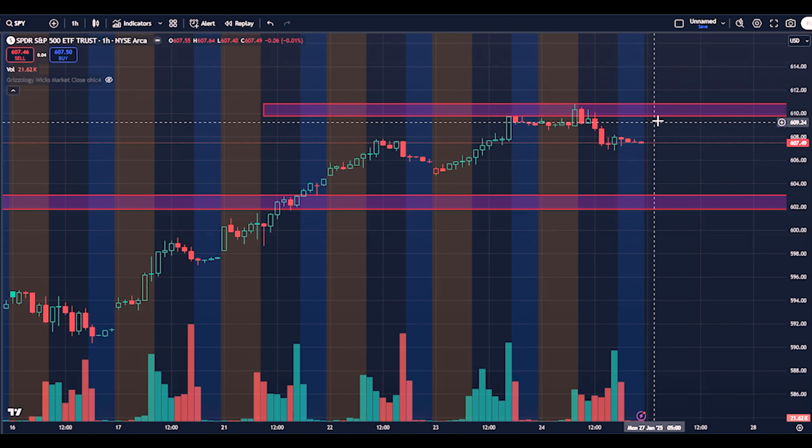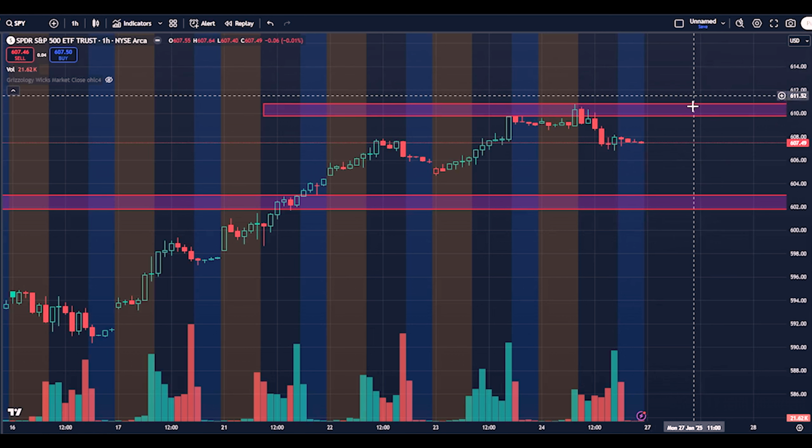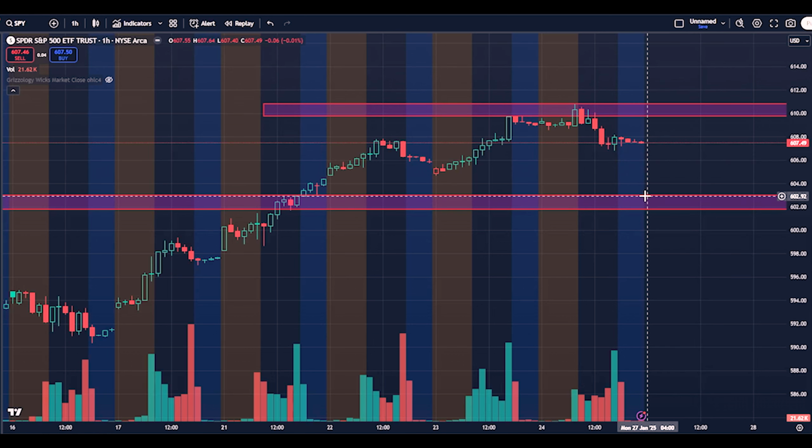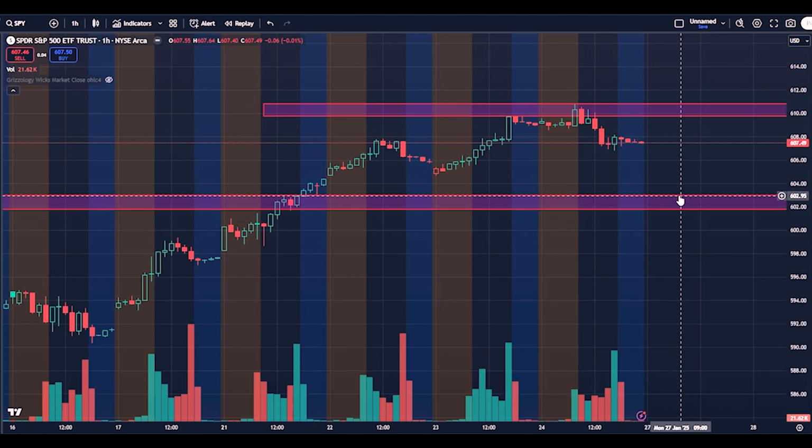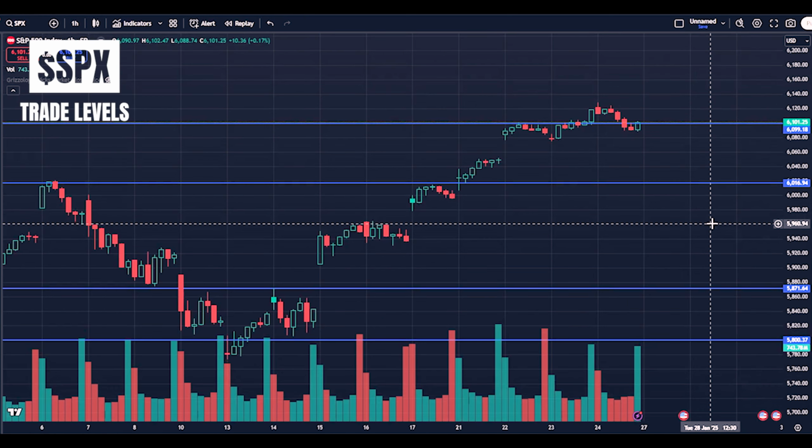So, if we break above, looking for that retest for the continuation, okay? Possible bounce back around this 602, 602.9 area. I'm not interested in entering anywhere inside this zone. Honestly, it's coming back out for a possible call or ES long entry. Pretty straightforward there.